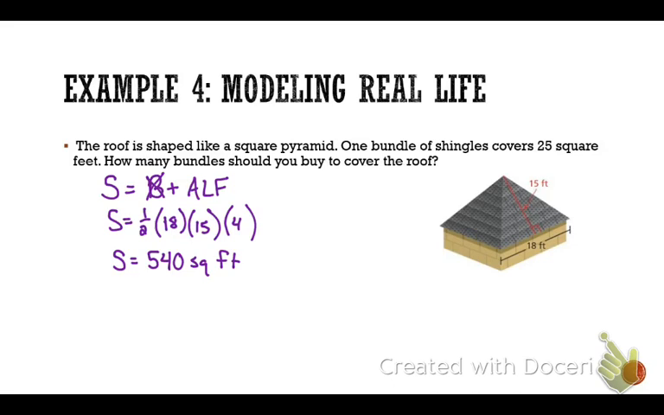But that does not answer the question. You have to divide by 25. Okay? One bundle of shingles covers 25 square feet. So I can divide this by 25 to figure out how many bundles I need. Okay? 540 divided by 25. Now, can you go to Home Depot and say, hey, I need 21.6 bundles of shingles? Just buy 22. Okay? Can I buy 21? What happens if I buy 21? You're going to have a bald spot on your roof, right? So I need to round up to 22 bundles.